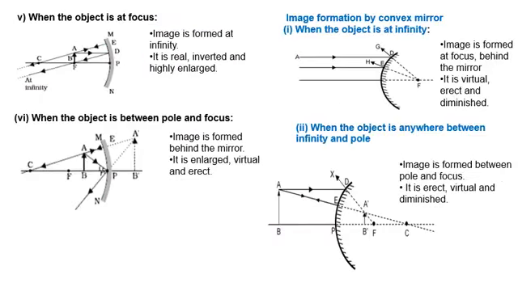Then let's do the fifth ray diagram. When the object is at focus, again I'll draw two rays. One is the principal axis, which after reflection goes through the focus. The other ray is going through the center of curvature, so this ray will go back in the same direction, right?